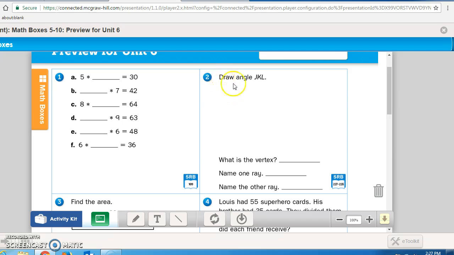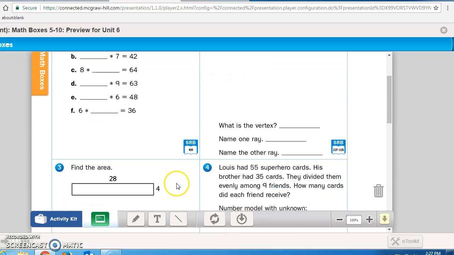Math Box 2 says draw angle JKL. So I want you to draw that here, and please use a straight edge. What is the vertex? Is it J, is it K, or is it L? Name one ray. And then finally name the other ray. Go back and look at what you just completed if you're struggling with knowing what to do here, or go to your SRB and look at pages 227, 228. So stop the recording now and please do Math Box 2.